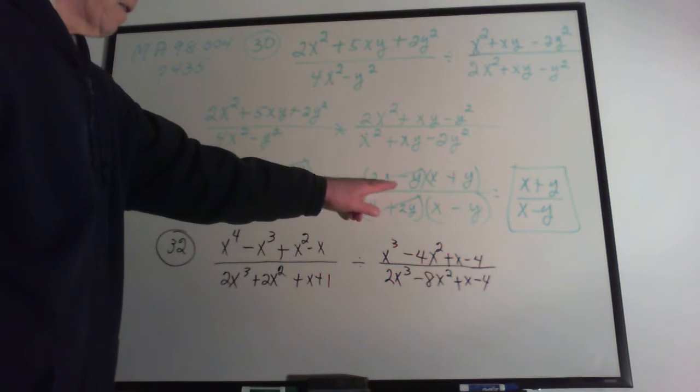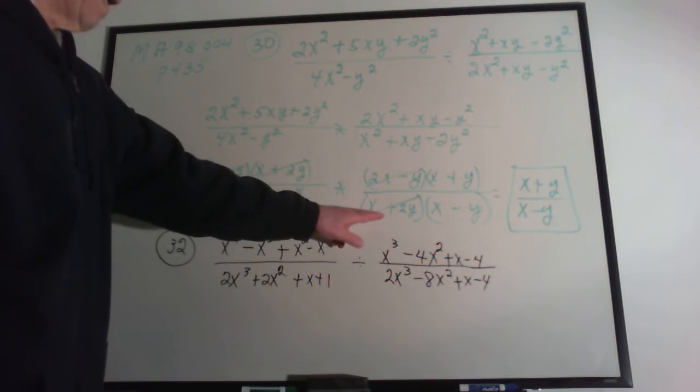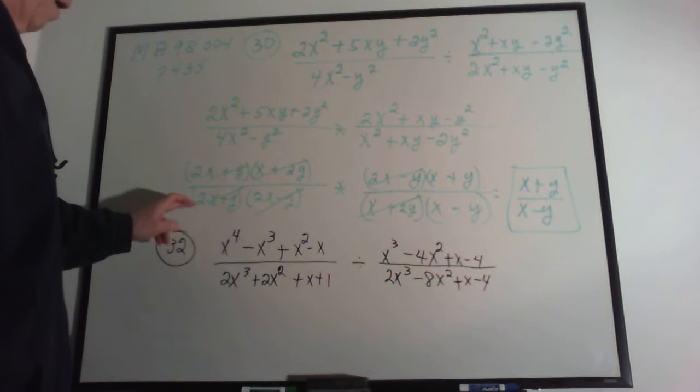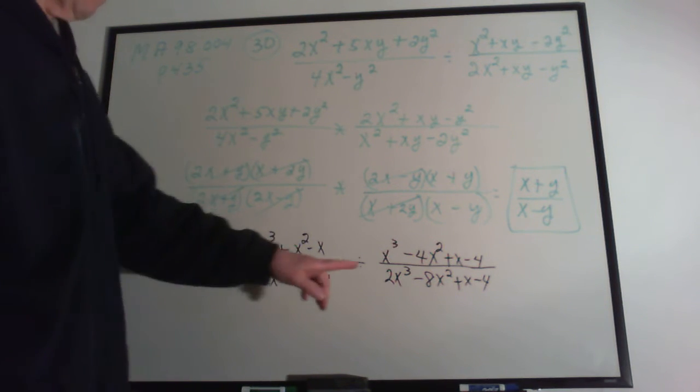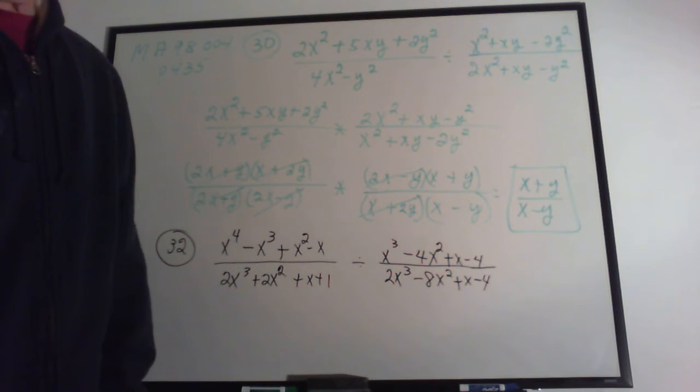All right, I'm able to cancel out 2x minus y here and here, x plus 2y over here, 2x plus y, and 2x plus y there. So your final answer should be x plus y over x minus y.